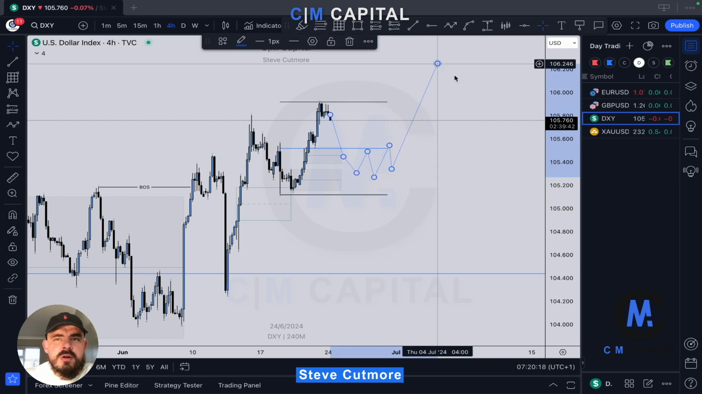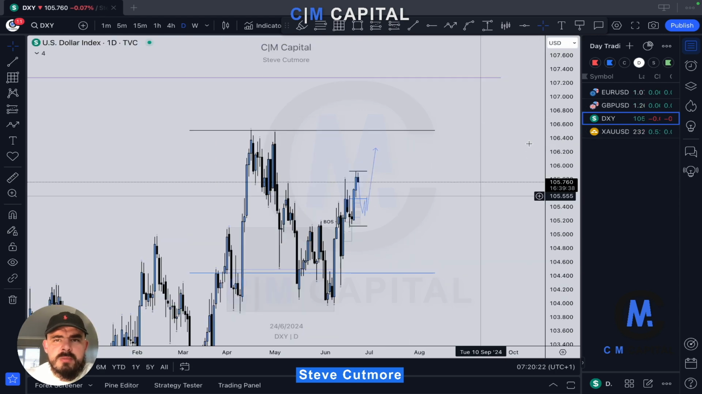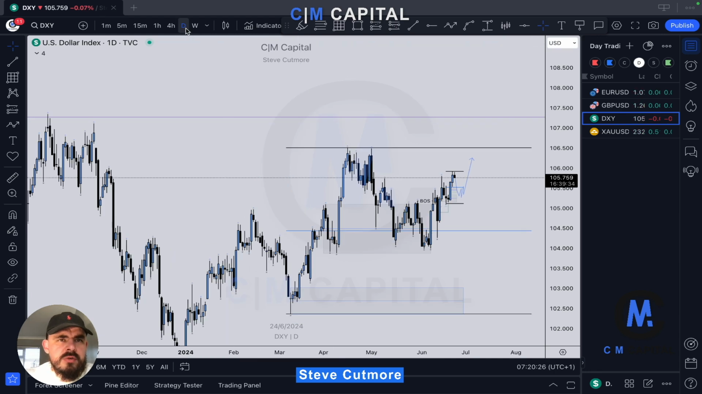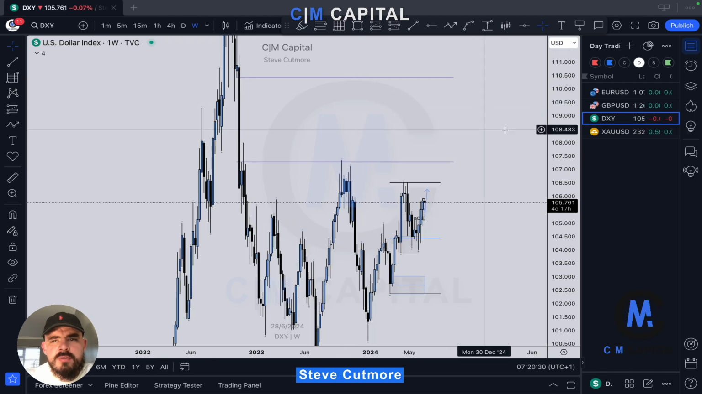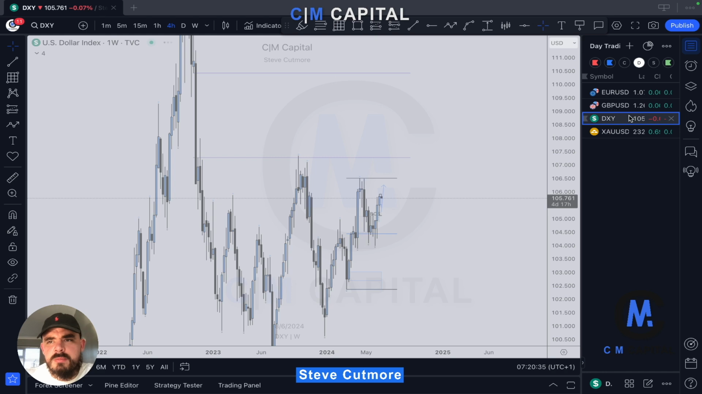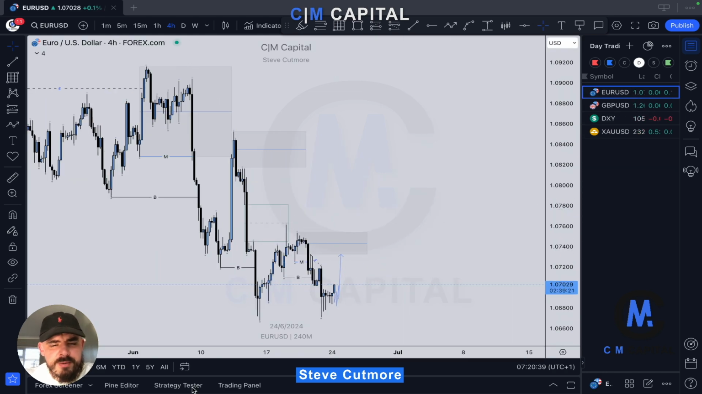And then DXY, obviously this all correlates, so higher time frames, looking for an entry into these levels. I'm expecting higher for DXY. DXY is looking strong at the minute, so I'm looking for higher levels, maybe into this area of imbalance there, so we want to test them levels. Gold I'm not really looking at at the minute.